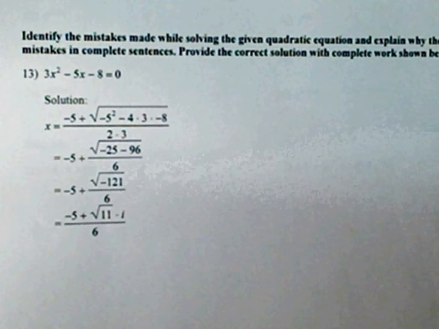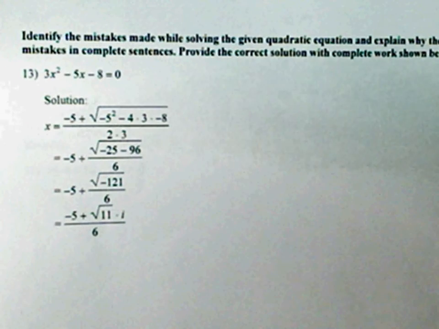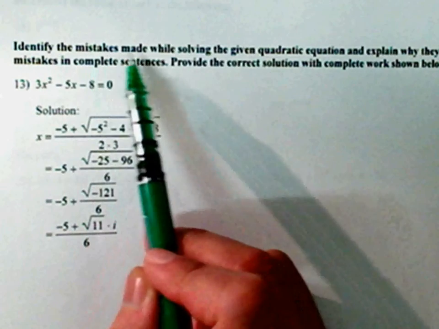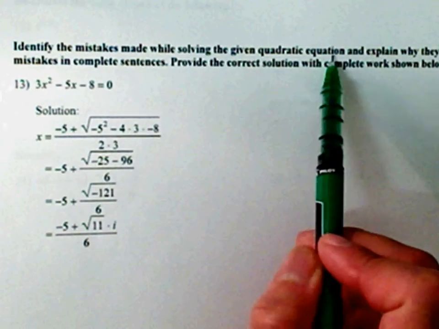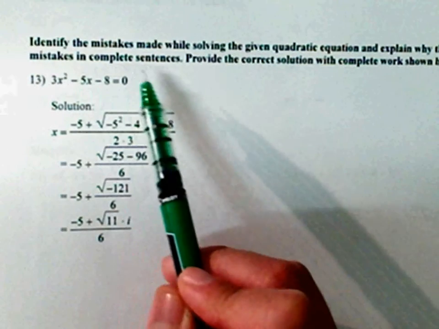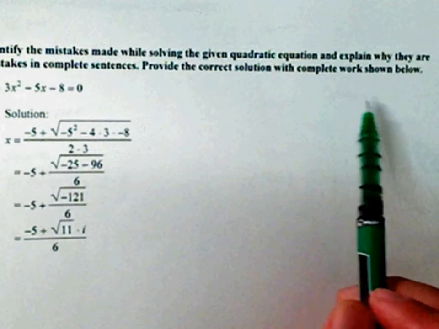This is a Unit 2 test review. This video will cover number 13 and 14. The question says, identify the mistakes made while solving the given quadratic equation and explain why they are mistakes in complete sentences. Provide the correct solution with complete work shown below.